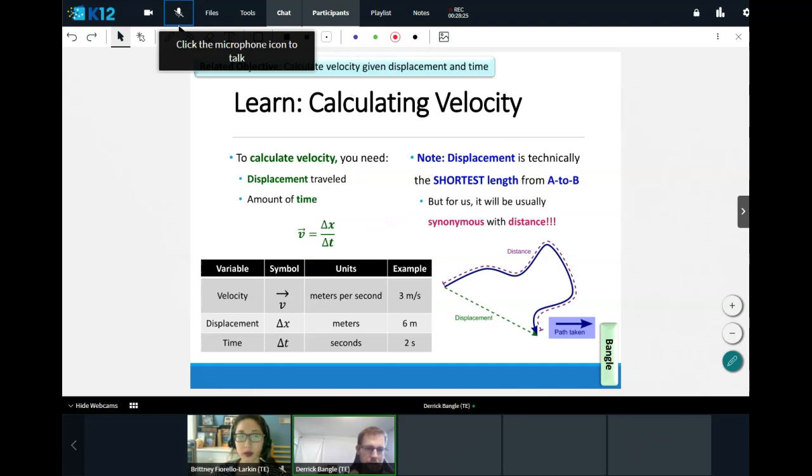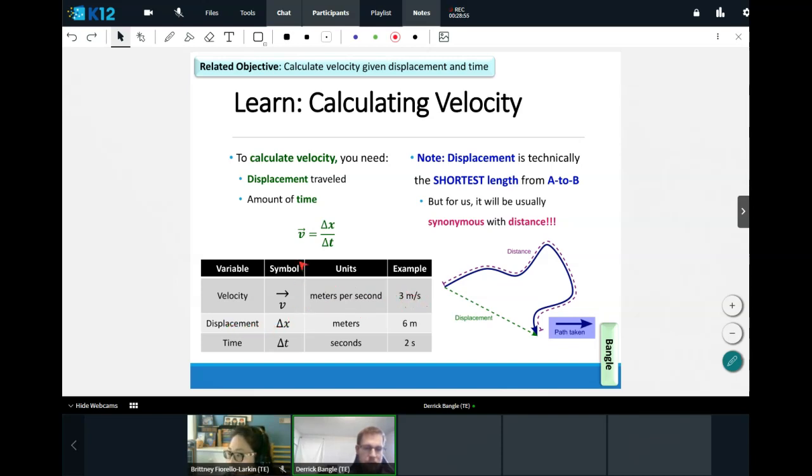Yeah, so to calculate velocity is very simple. It is displacement traveled and the amount of time. So we have our formula right here in green. So velocity, in terms of its symbol, we're always going to describe in terms of a fancy looking V with an arrow over it. The arrow is what is denoting that it's traveling in a specific direction. Its units are always going to be in meters per second, which we represent by an m/s.